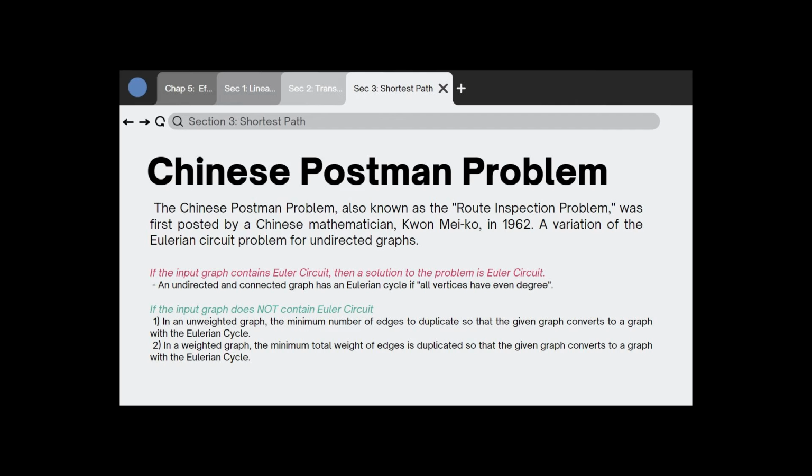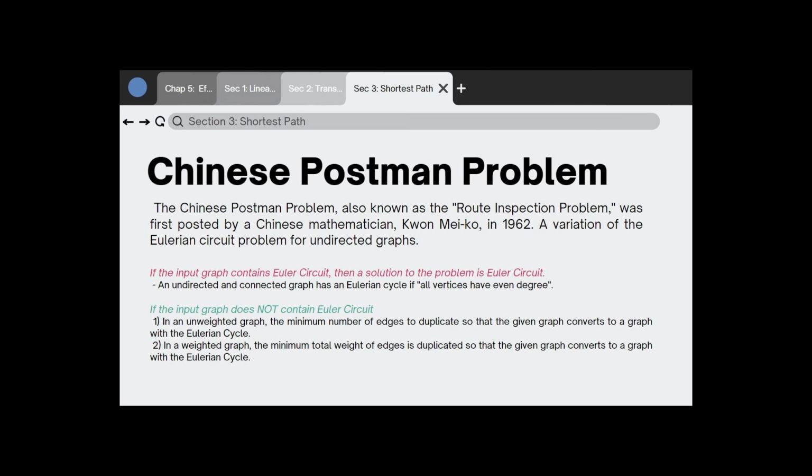The Chinese postman problem, also known as the route inspection problem, was first posed by a Chinese mathematician known as Kwan Mei-Ko in 1962. A variation of the Eulerian circuit problem for undirected graphs. An Euler circuit is a closed walk covering every edge once, where the starting and ending positions are the same. It involved calculating how a mail carrier could best choose his route to minimize his time.